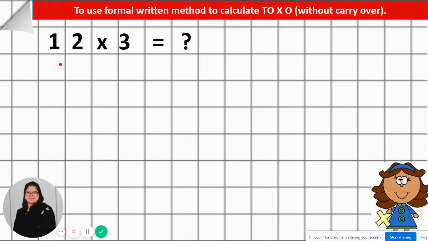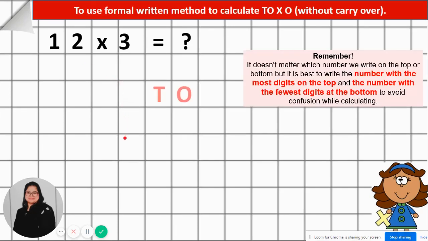So let's take this question. 12 times 3 is equal to dash. Now you already know the answer, but let's see how to write it in the formal written method. So we write the larger number in its correct place value, and then we write the smaller number with the multiplication sign. So first we are going to begin with the ones place.